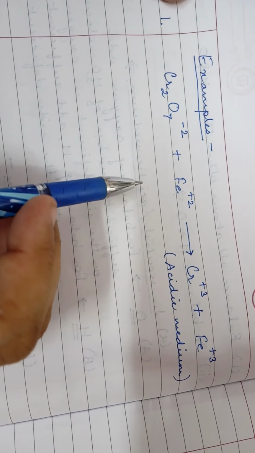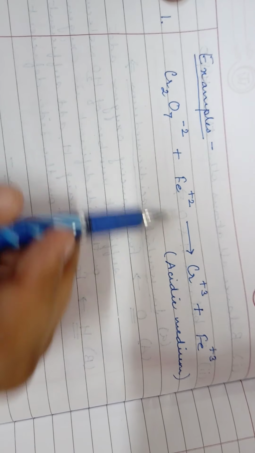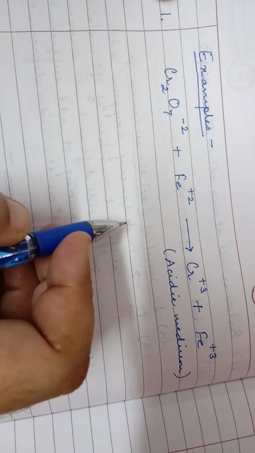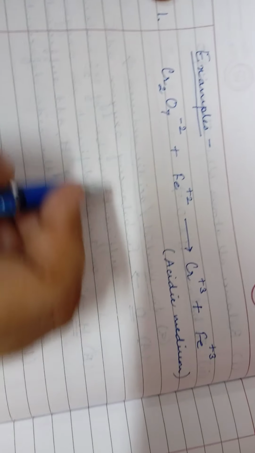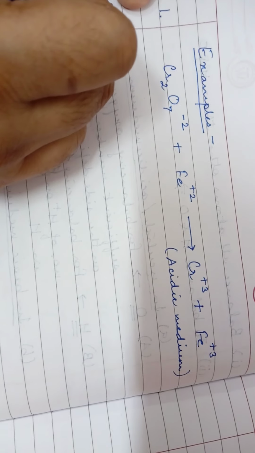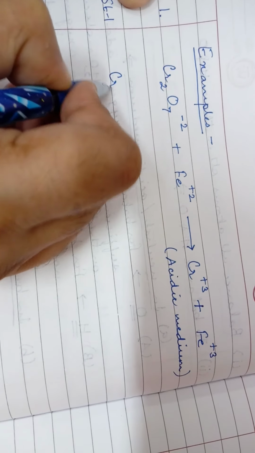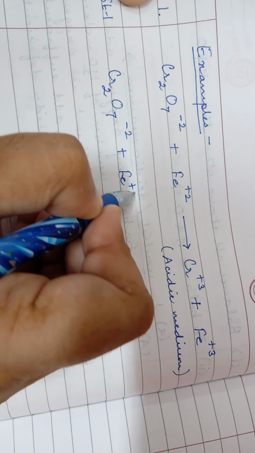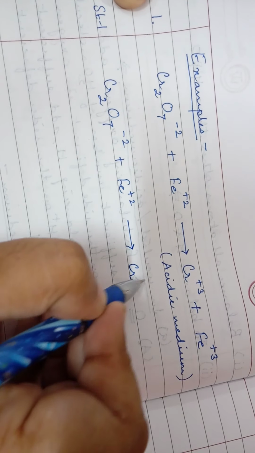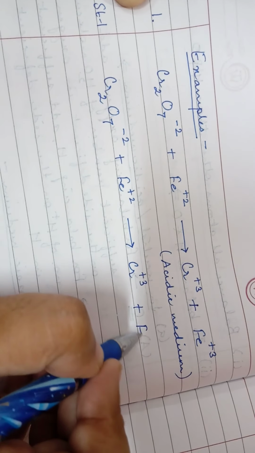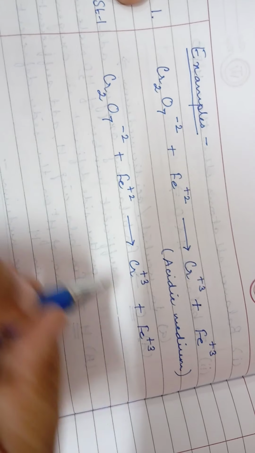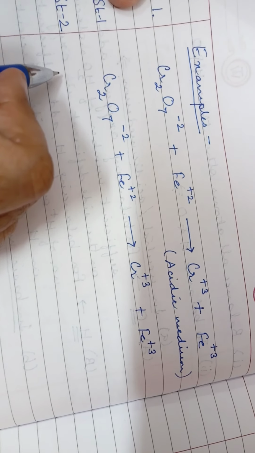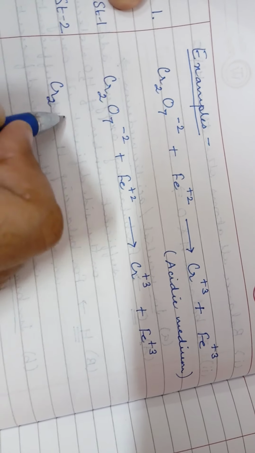Now let us see the balancing of this equation by ion electron method in acidic medium. So for this we will copy down the equation. It is the first step. Then in second step we will calculate the oxidation number of each atom and write it at the top.